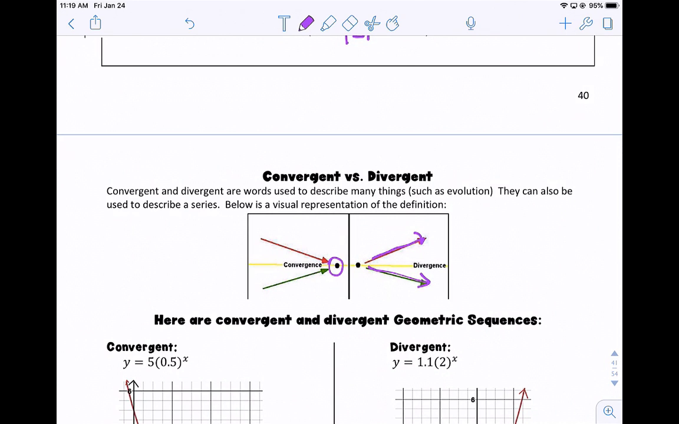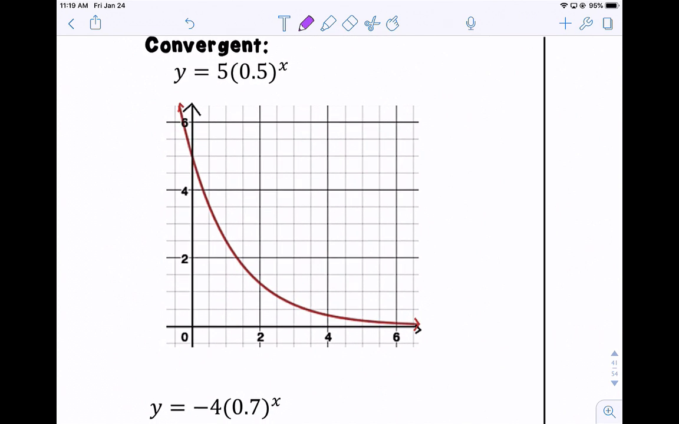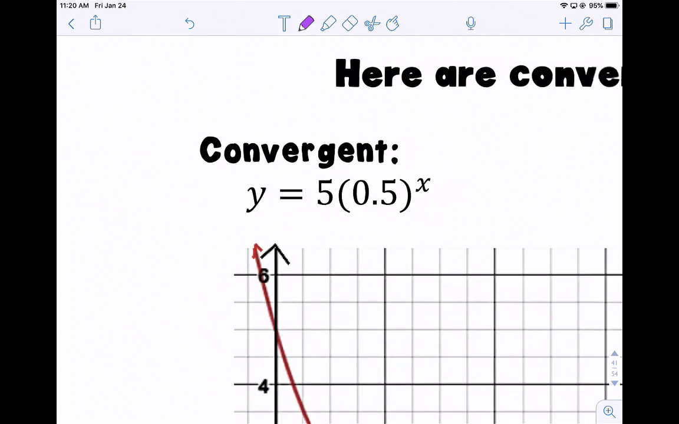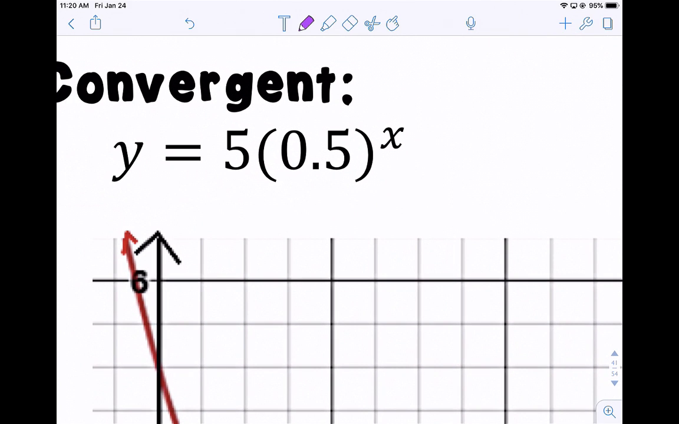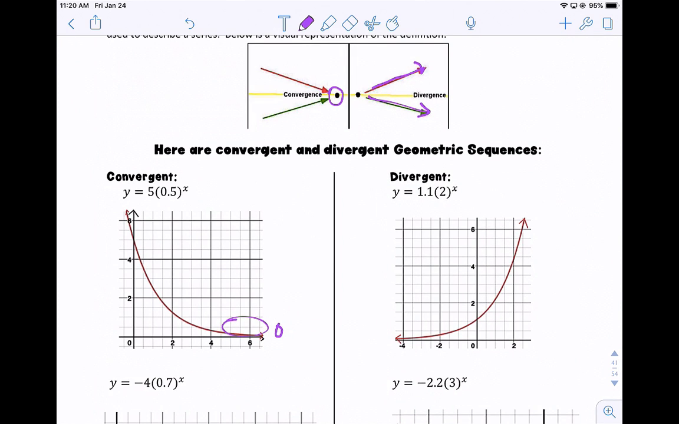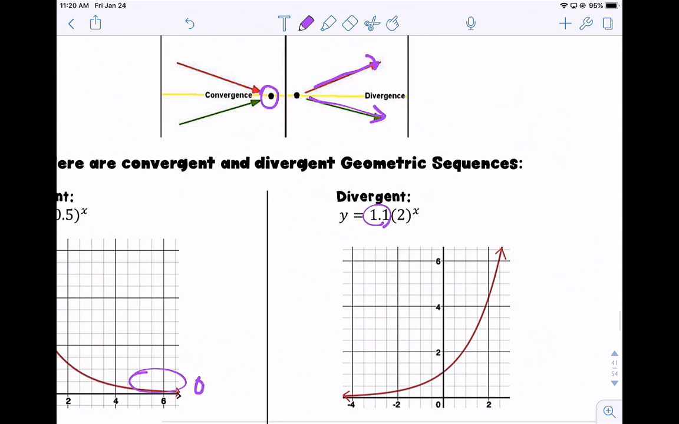And so what does that look like in a geometric sequence, which we know is exponential? If it converges, it will approach a number. So if you have 5 things and you cut that in half every time, so let's say you had a candy bar, you cut it in half every time, eventually your pieces are going to be really small and your piece is going to be about 0, right? So this converges to 0. If it diverges, it's going to keep getting bigger. And so let's say you start with 1.1 of something, you double it every time, you can see why it diverges, it's going to get really big.